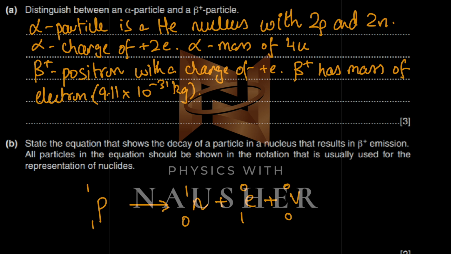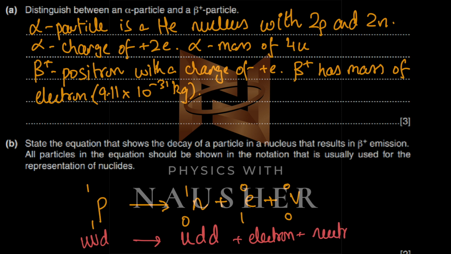Next, state the equation that shows the decay of a particle in which beta positive emission is produced. So a proton breaks into a neutron, a positron, and with the positron, the particle that comes out is the neutrino. And if they ask you to explain this in terms of quark structure, remember this, you'll say up, up, down converts to up, down, down, plus the positron, plus the neutrino. They can even ask you like that.